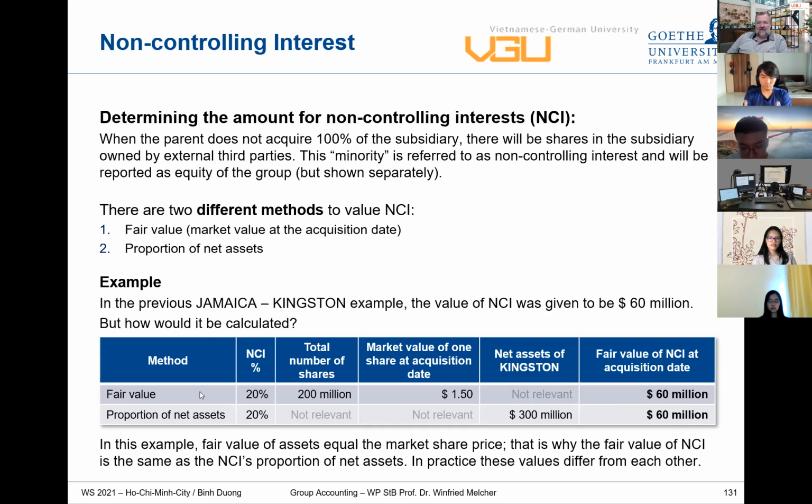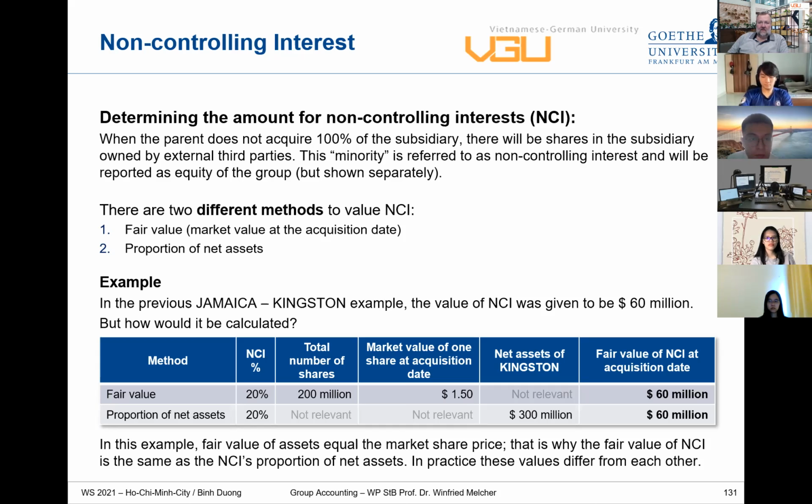So you see that in this example, the fair value of assets equals the market share price. That is why the fair value of NCI is the same as the NCI's proportion of net assets. But as we already know, these values may differ from each other.